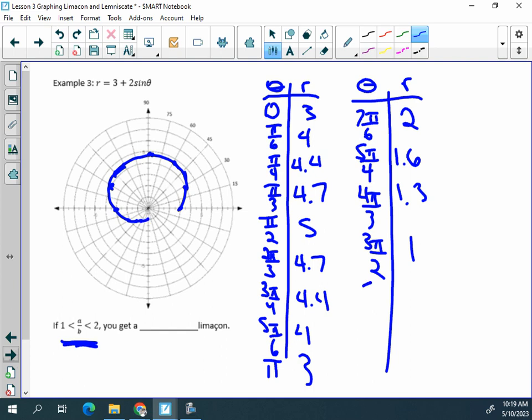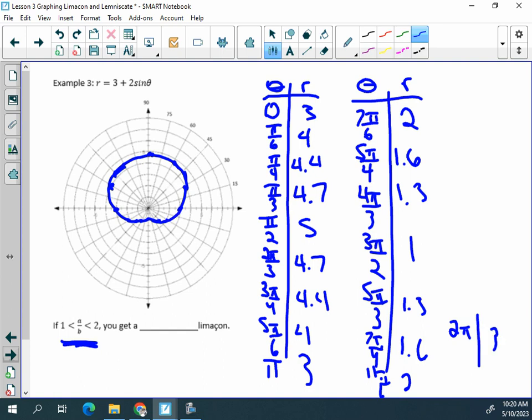Okay, then plug in 5 pi over 3. Sine of 5 pi over 3 again is negative root 3 over 2 times 2 is negative root 3 plus 3 is going to get us that 1.3. So again, we're going to see some symmetry here. So if I plug in 7 pi over 4, I'm going to get out 1.6. If I plug in 11 pi over 6, I'm going to get 2. And if I plug in 2 pi, I'm going to get out 3.